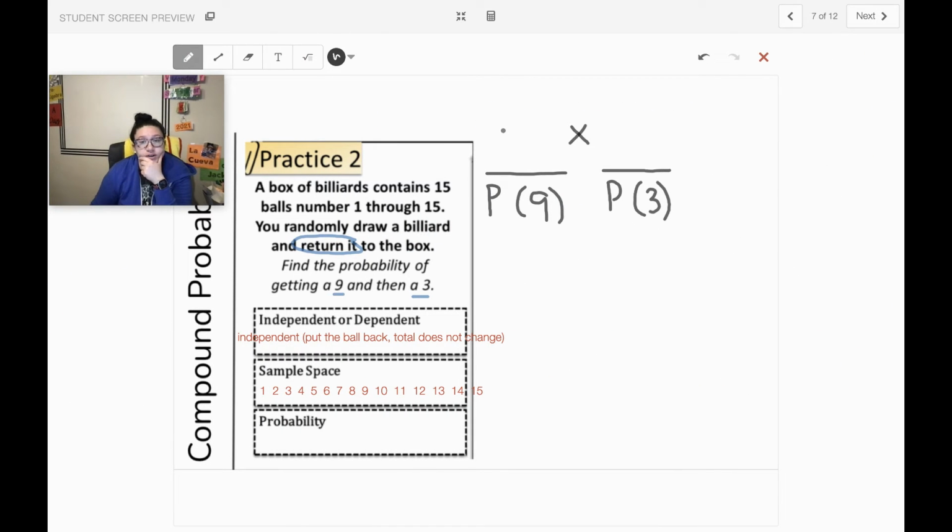So looking down here, let me finish setting up my fractions. I like having everything set up so I can just plug the numbers in because that makes my life easier, I think. First, I need to figure out the probability of a 9. How many 9s are there in that box of the billiards balls? There's 1 9. Remember, the top number is what we want, what we're looking for. And the bottom number is the total. How many total balls are in that box?